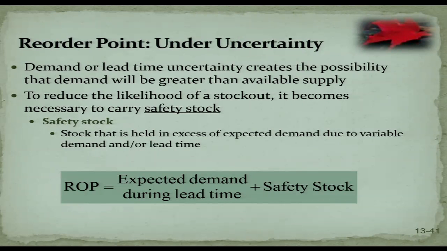Now the reorder point is calculated this way. It's the expected demand during the lead time plus safety stock. The first term is the same as here, D times LT, the expected value, plus the safety stock.